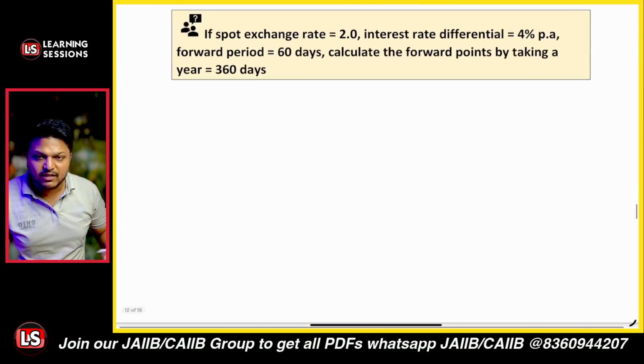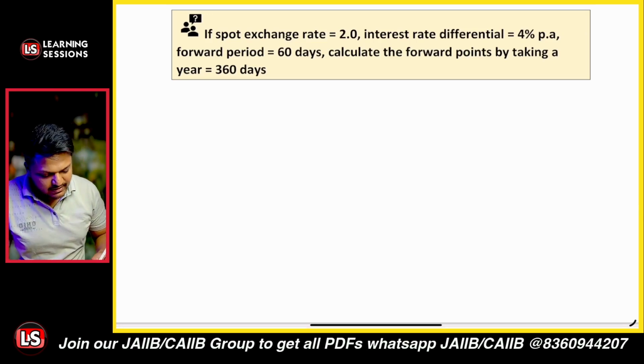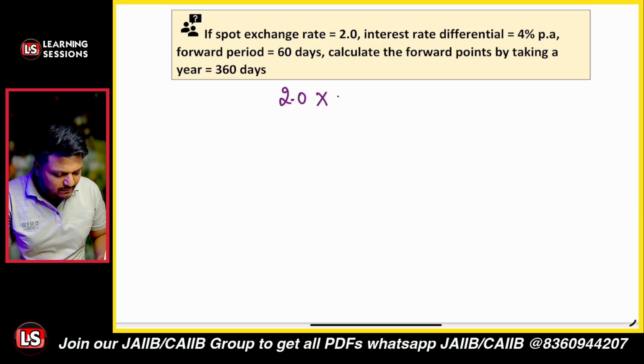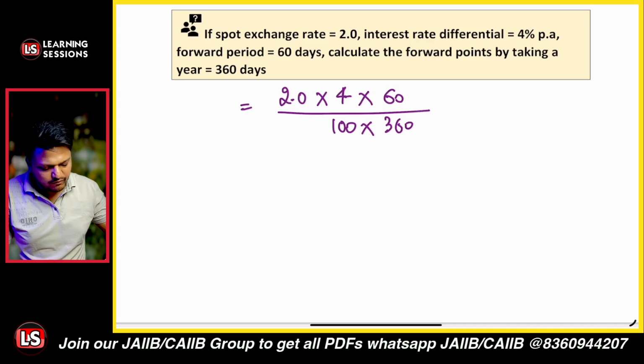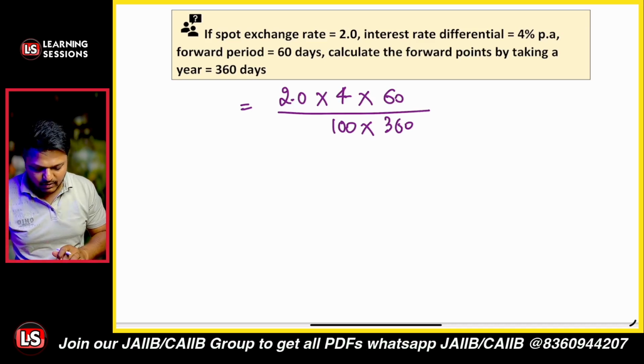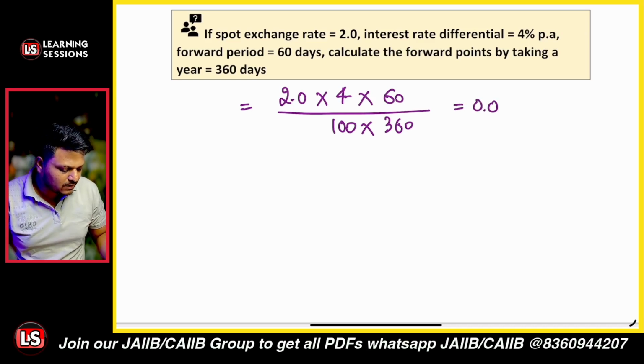Now let's look at another question also. The spot exchange rate is given to be 2.0, multiplied by the interest rate differential, which is given to be 4, and multiplied by the forward period, which is given to be 60. Accordingly we will be solving the question, and that would be it. So again we have to solve it. A simple calculator is allowed in the exam. So 2 into 4 into 60 divided by 36,000, and that is 0.013, right? So this is as easy as this is.